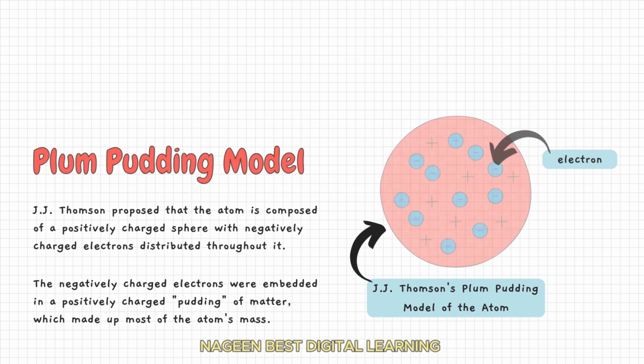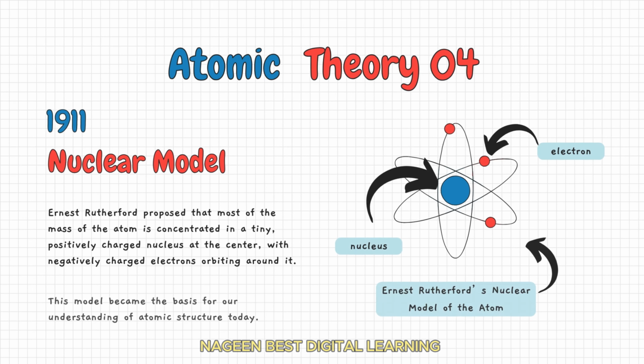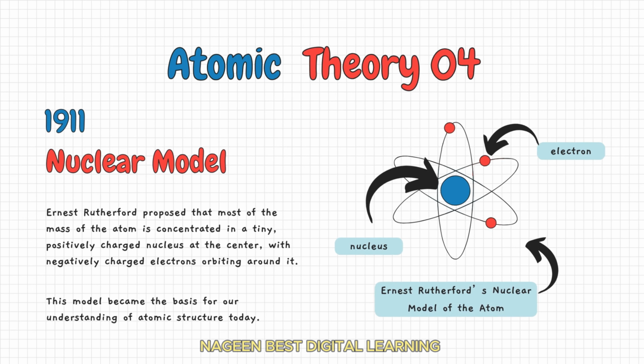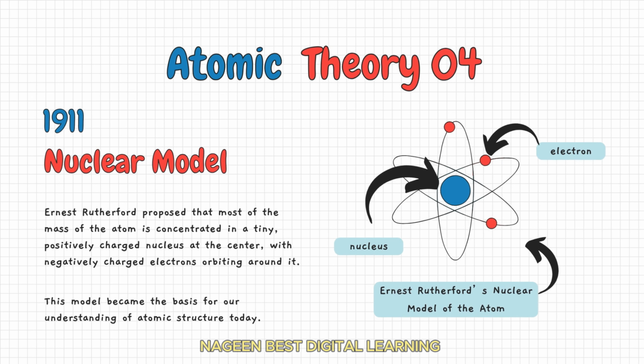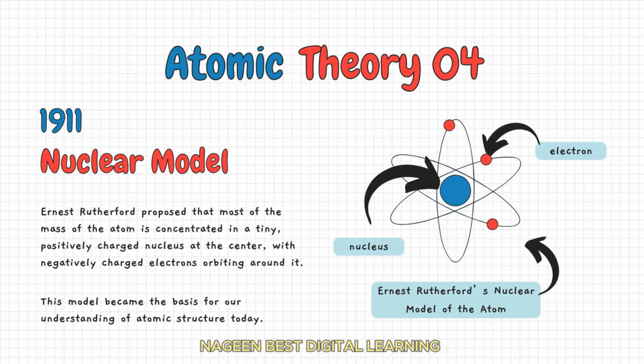Nuclear model. Ernest Rutherford proposed that most of the mass of the atom is concentrated in a tiny, positively charged nucleus at the center, with negatively charged electrons orbiting around it. This model became the basis for our understanding of atomic structure today.